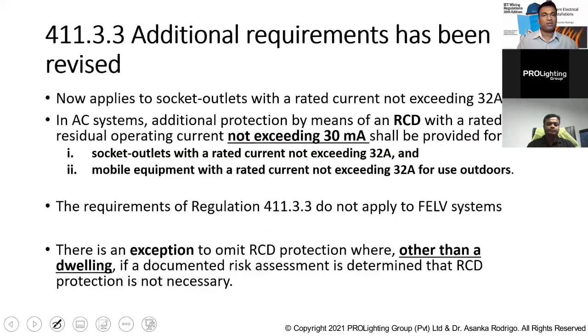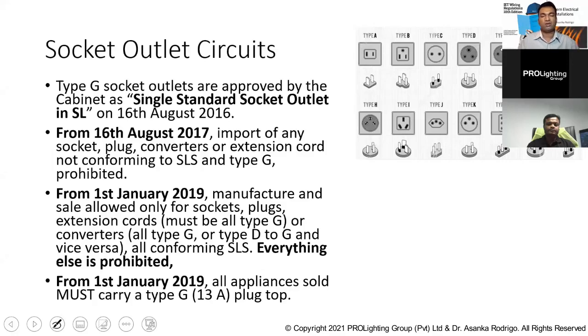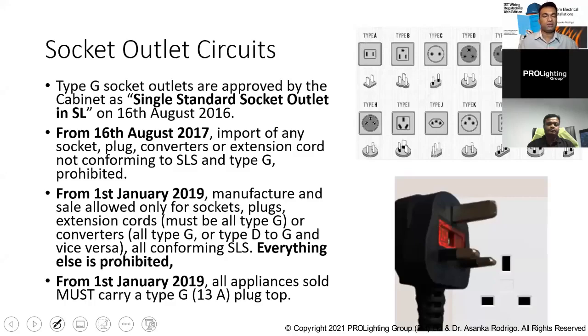So and also there are certain additional requirements. I'll just go to it because the time is already passed, and a few other main concerns are there. Especially now you are aware that in Sri Lanka we cannot use anything other than type G socket outlets. Normally we call them 13 ampere socket outlets, but the only possibility is you have to wire them as per BS 7671. You cannot use any other type of socket outlet. Only type G is allowed from 2019 January 1st onwards in Sri Lanka.